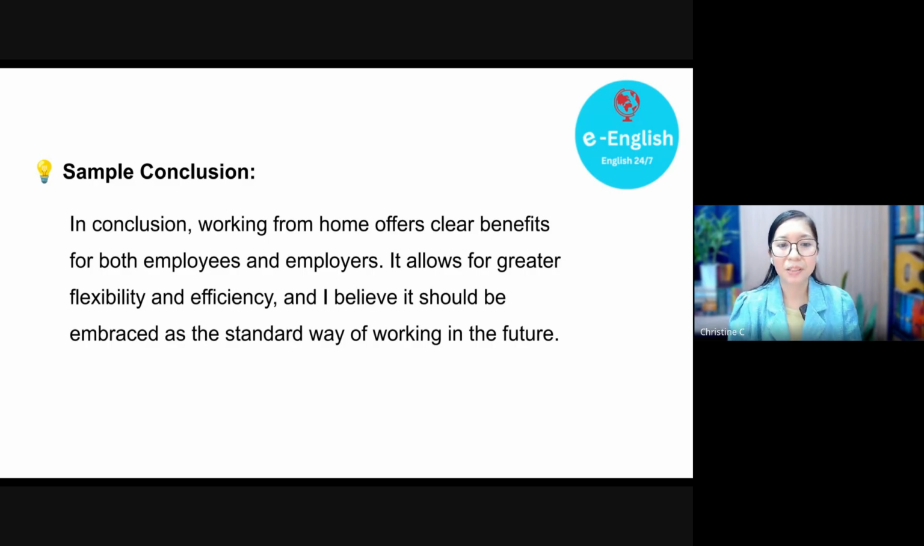And here's a simple conclusion. So in conclusion, working from home offers clear benefits for both employees and employers. It allows for greater flexibility and efficiency, and I believe it should be embraced as the standard way of working in the future. So we don't have new ideas here. It is merely a wrap up.